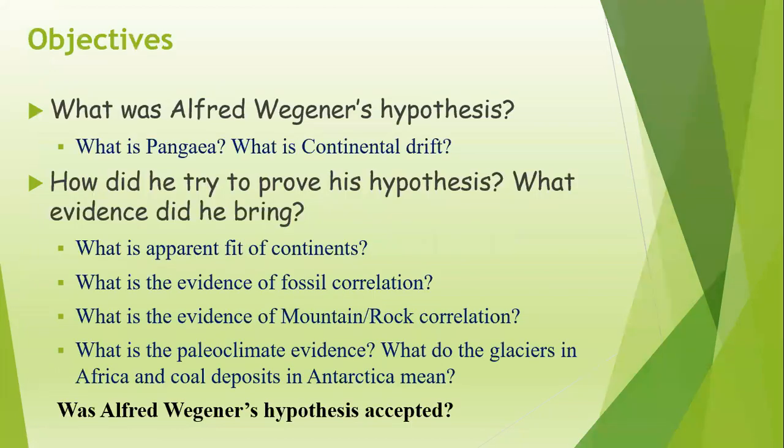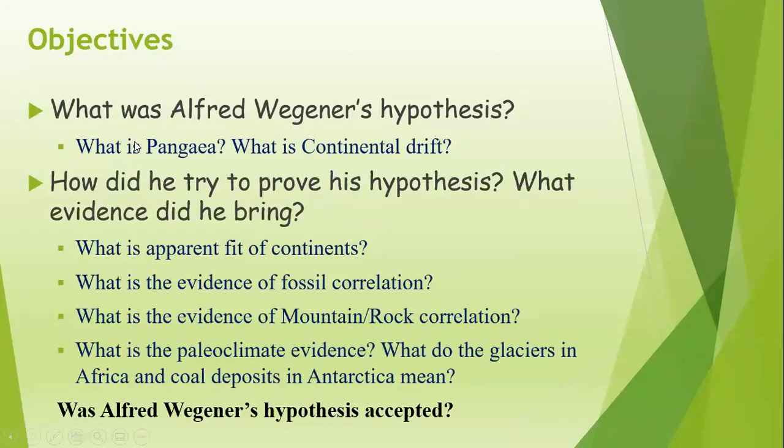Now, these are some objectives that you must achieve by the end of this lesson. The objectives are: what was Alfred Wegener's hypothesis? Alfred Wegener was a scientist. And what was his hypothesis? It means an idea or a claim. He claimed that there was something called Pangaea, there was something called continental drift. What are all these things? This is what we are going to study as our first objective.